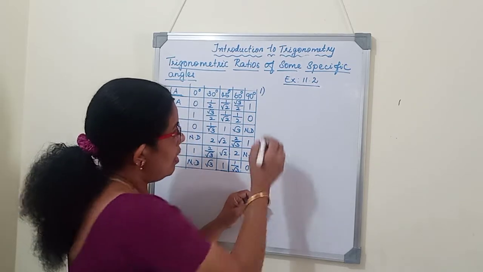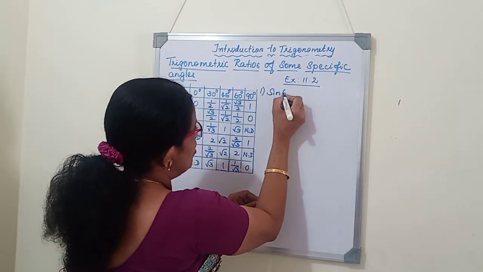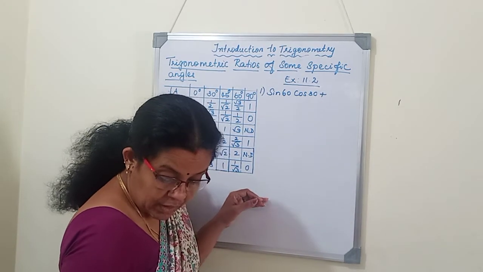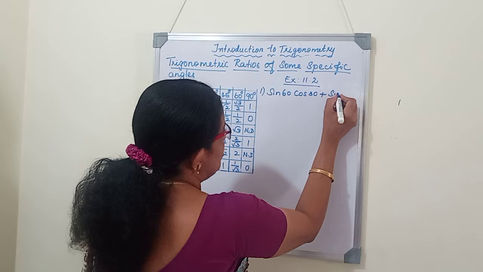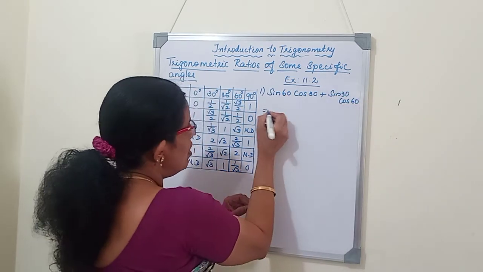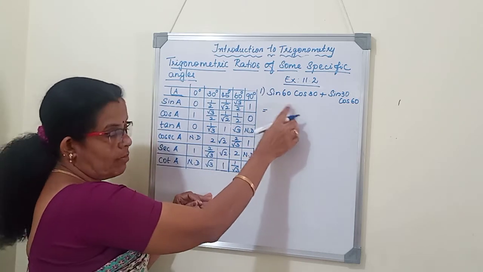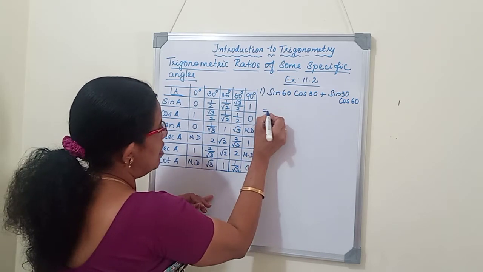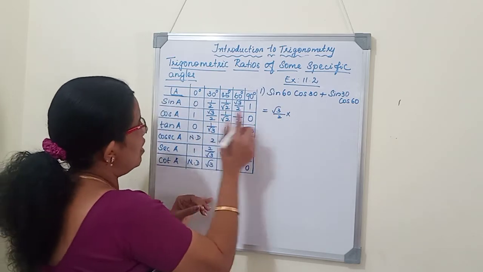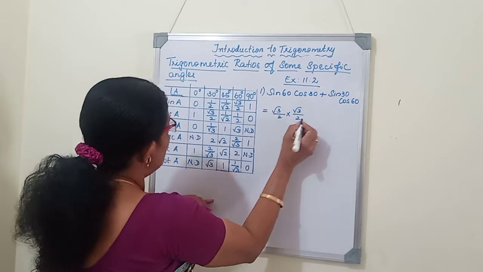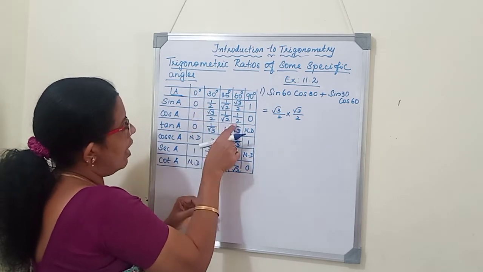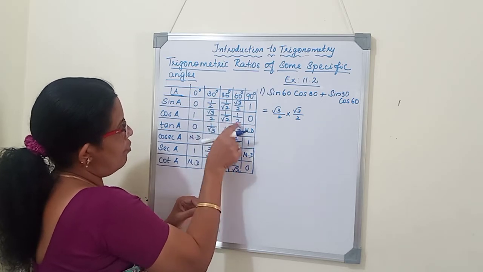First question is sin 60 cos 30 plus sin 30 cos 60. To evaluate, we will substitute the values. Sin 60 is root 3 by 2, into cos 30, again root 3 by 2. So here sin 60 and cos 30 are the same. In the same way, sin 30 and cos 60 are the same. See, both are half.